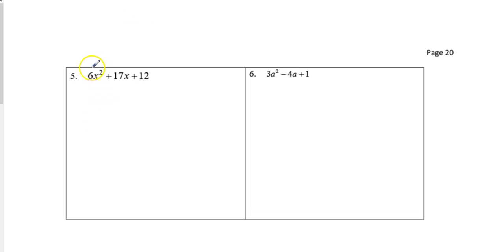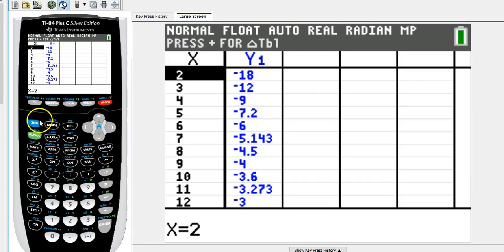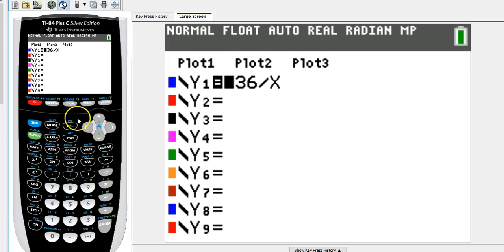Okay. Look for GCF. Don't have one. A value is not 1. So let's set up our box. Okay, now in terms of your list, 6 times 12 is 72. So I need a list for 72. Go to my calculator. I do 72 divided by x. I look at my table.